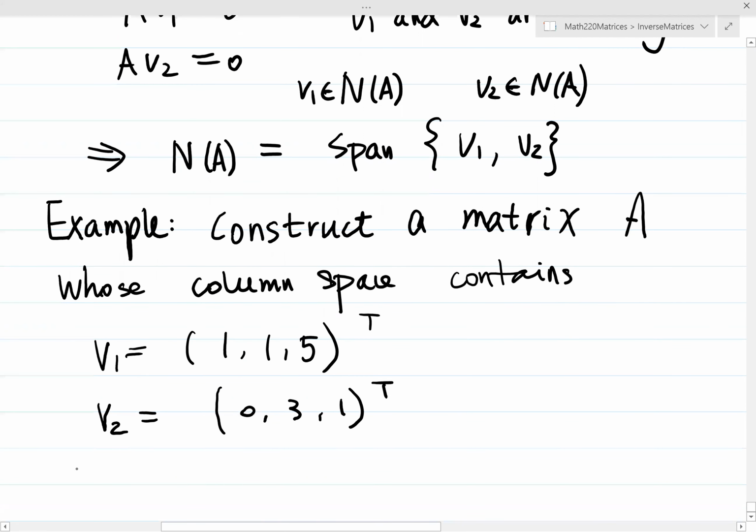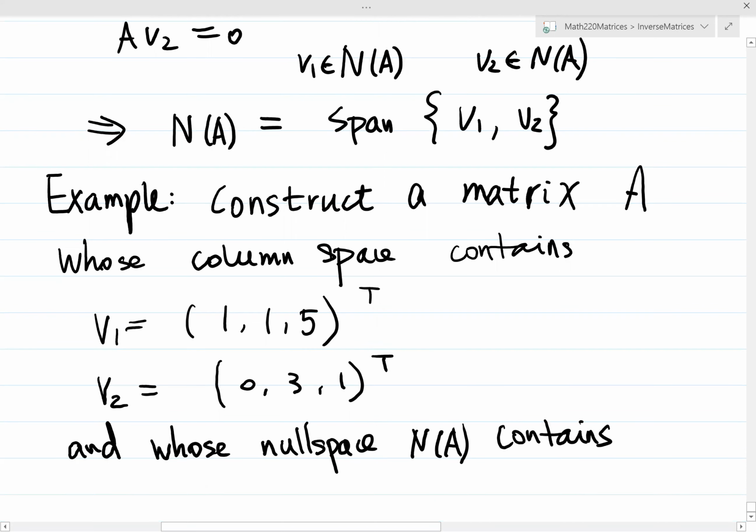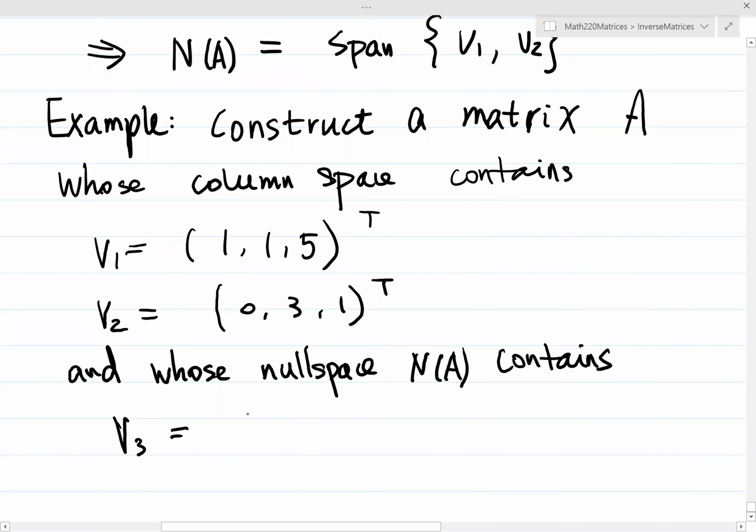And whose null space, N(A), contains this vector V3, which is 1, 1, 2, okay, its transpose.